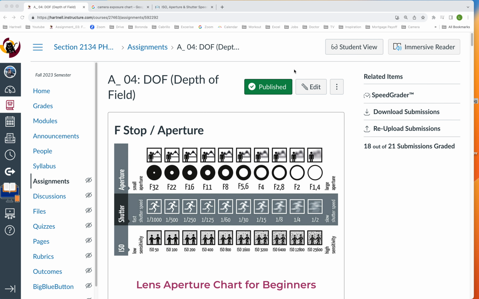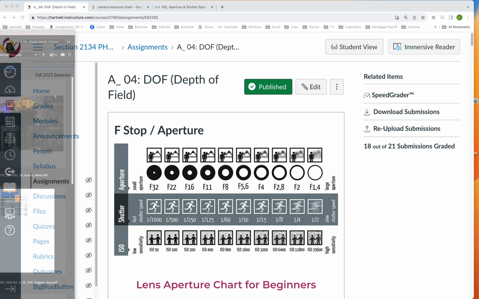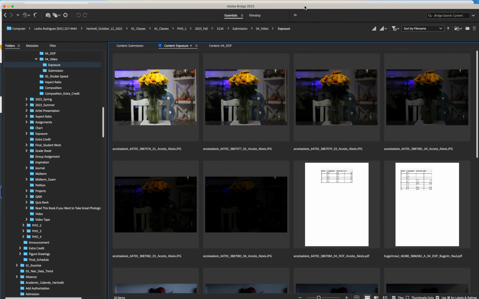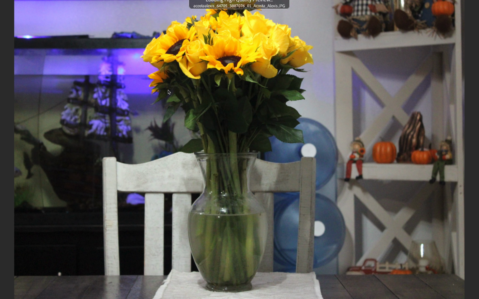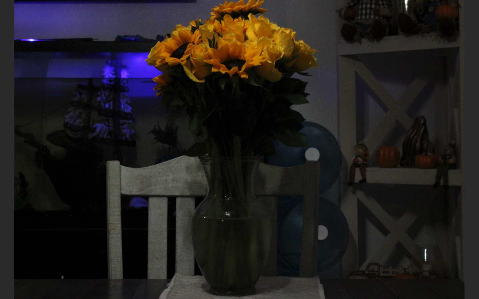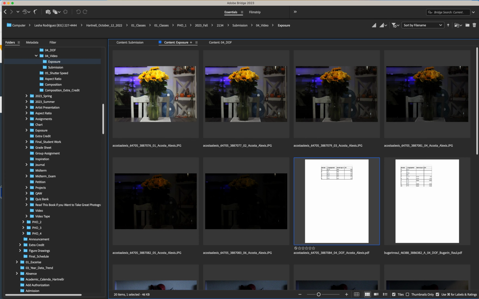I'll give you the problems that people were having in assignment 4, depth of field. In that assignment, there were several reoccurring issues. One issue was that the exposure was incorrect. So here we're looking at the first photograph, and that looks totally fine. But as we go through the images, we see that the images are getting darker and darker.